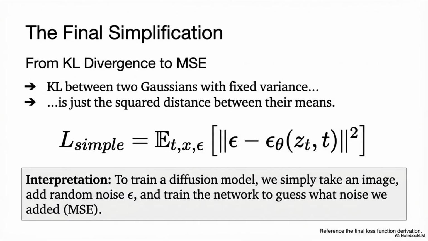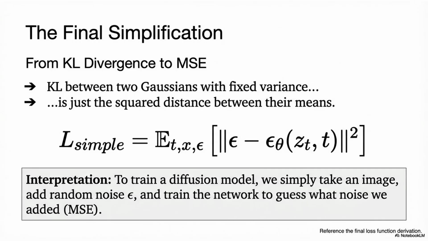And here it is, the beautiful payoff. After all that theory, Markov chains, intractable posteriors, ELBOs, KL divergence, it all comes crashing down to something ridiculously simple. It just so happens that measuring the difference between two simple Gaussian curves is the same thing as measuring the squared distance between their centers. And this simplifies our entire complex objective function into a basic mean squared error.